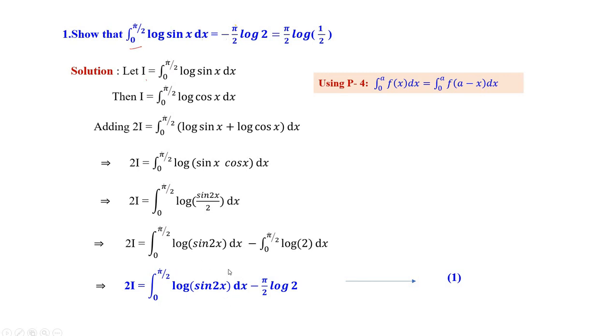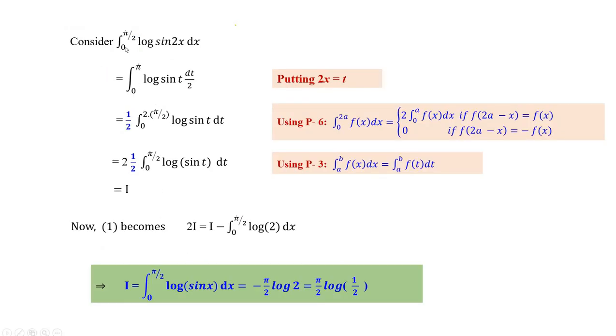So everything now depends on showing that integral 0 to pi by 2 log sine 2x dx is just I. Once that is shown, then the problem will be over. So we shall consider log sine 2x dx separately. Integral 0 to pi by 2 log sine 2x dx.